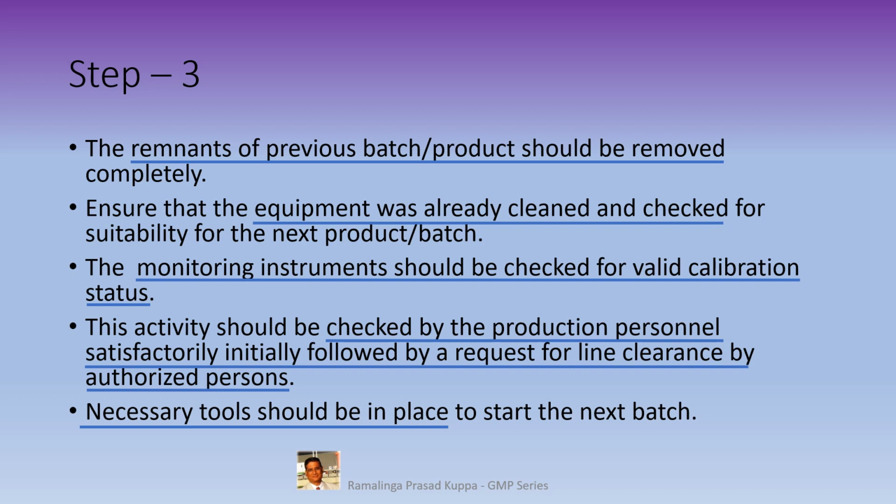Necessary tools should be in place to start the next batch. So necessary clean tools like samplers, scoops, transfer trolleys, pipes, etc. should be readily available for starting the production. After successful completion of line clearance, let us see the requirements in step 4.